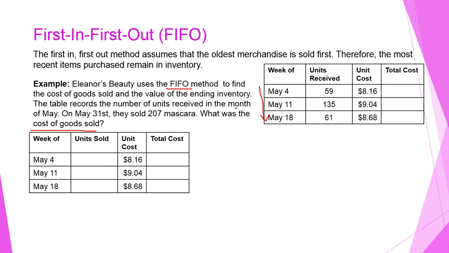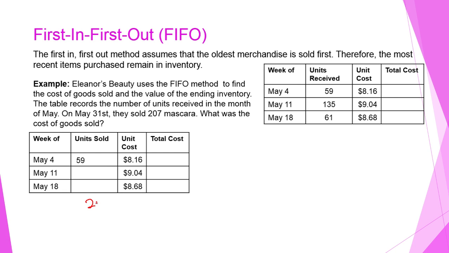So I wrote down the table again. This time, however, I skipped this part. It is currently blank. Eventually, we're going to have something in there, but we're going to fill that in based on our information. So remember, total units sold here has to equal 207. So keep that in mind. So let's start. We received 59 mascaras on May 4th. Because we're using the FIFO method, that means out of the 59 we received, all 59 were sold.